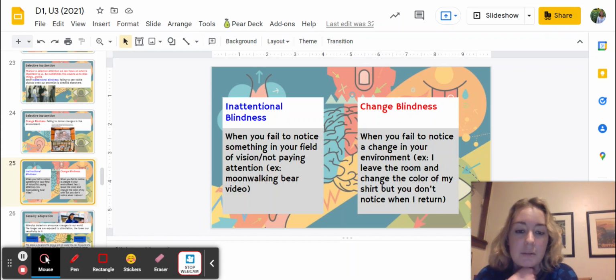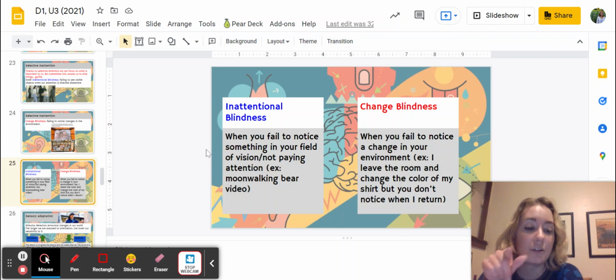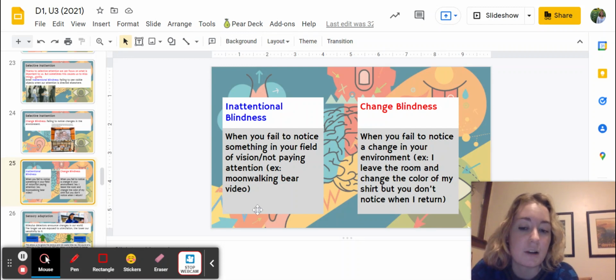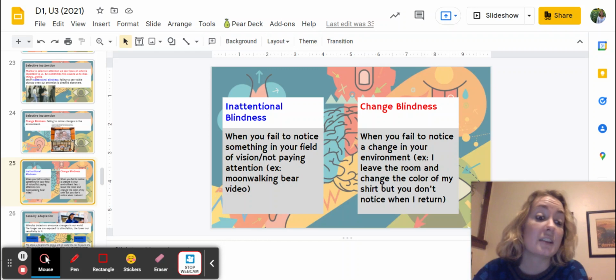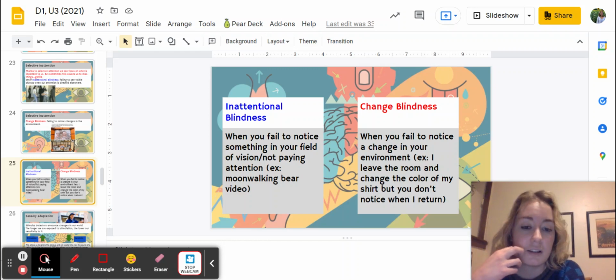But inattentional blindness is when we're not noticing something actively in our field of vision, like what you're actively seeing, because you're paying attention to something else. That's why the moonwalking bear is a good example. Change blindness is where we fail to notice a change in our environment. So it doesn't mean it's something actively happening in front of you in your vision, but something in your daily environment that you fail to notice.